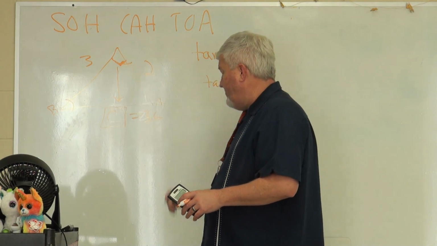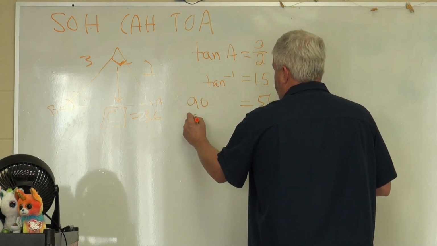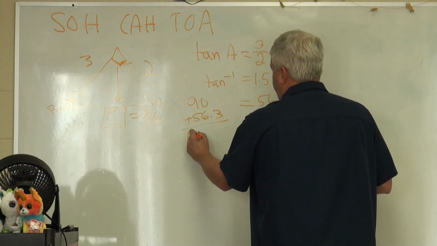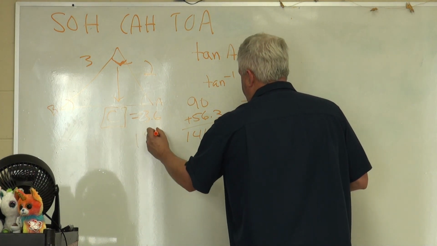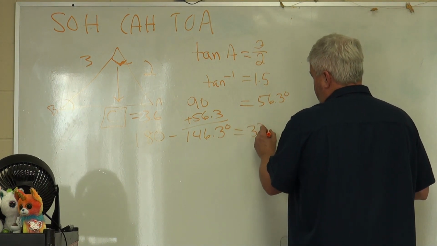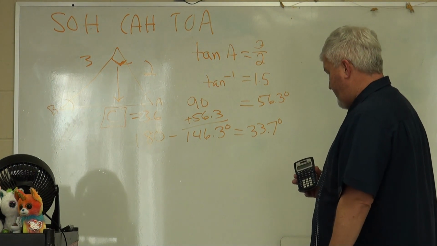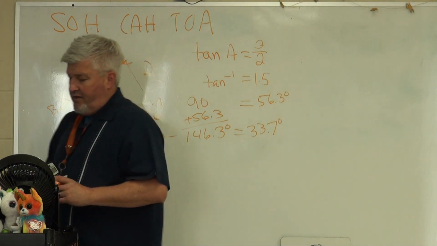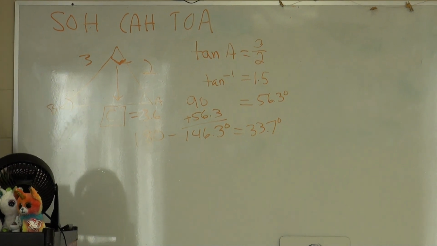I know this is 90. I know this is 56.3. So if I go 90 plus 56.3, I get 146.3 degrees. And so then I just go 180 minus that, and I get 33.7 degrees for angle B. I did that math right? I did. Let me make sure it conforms with the book. And it does.